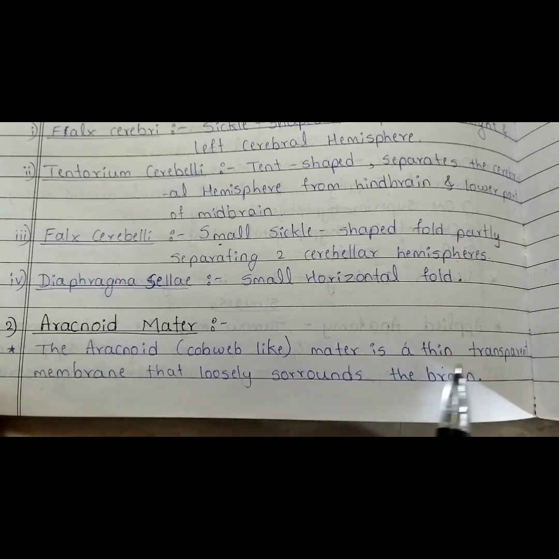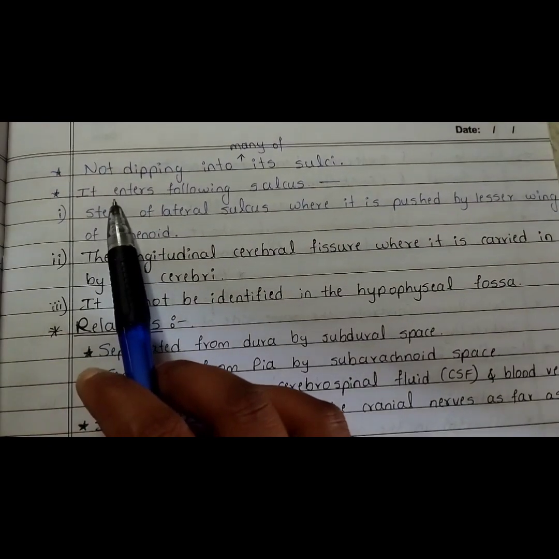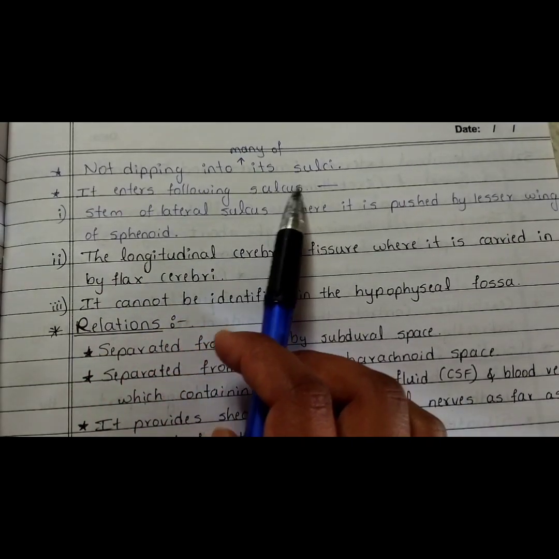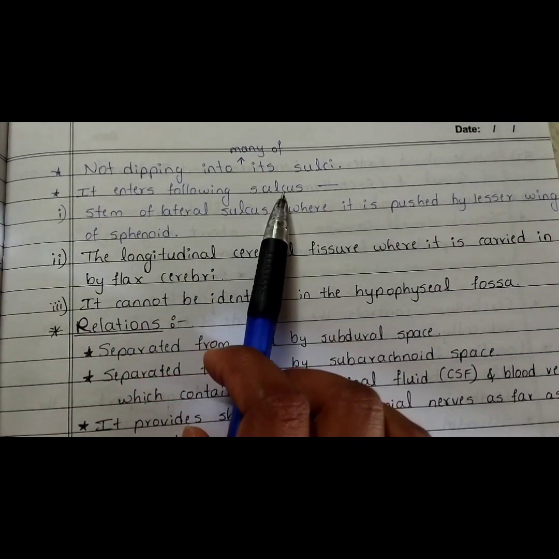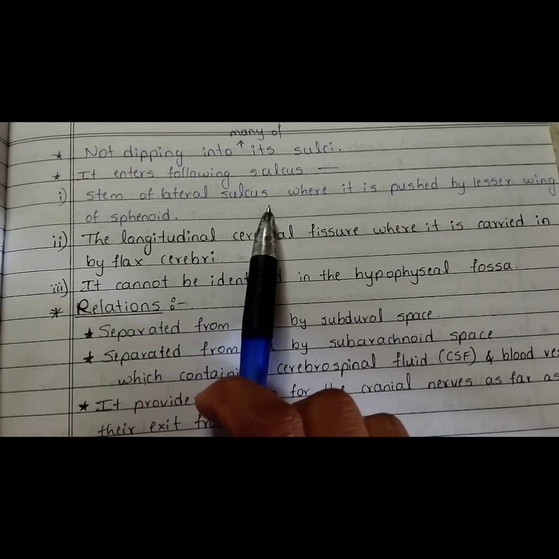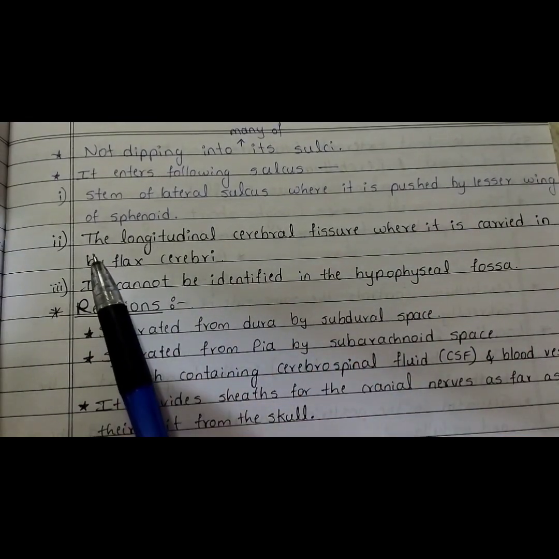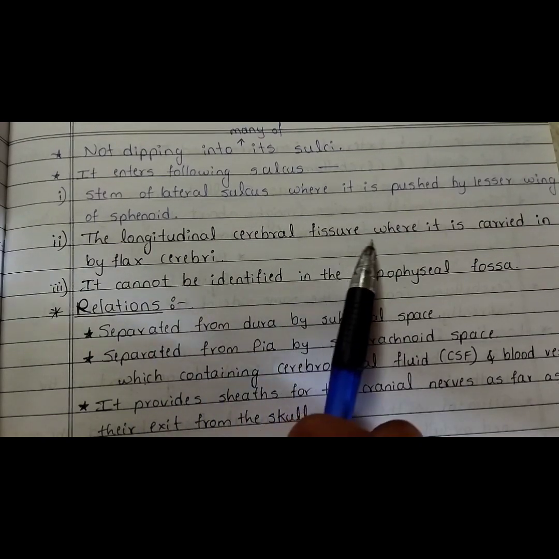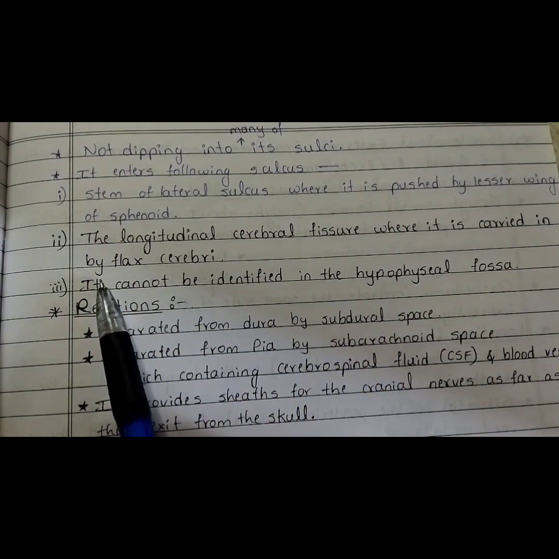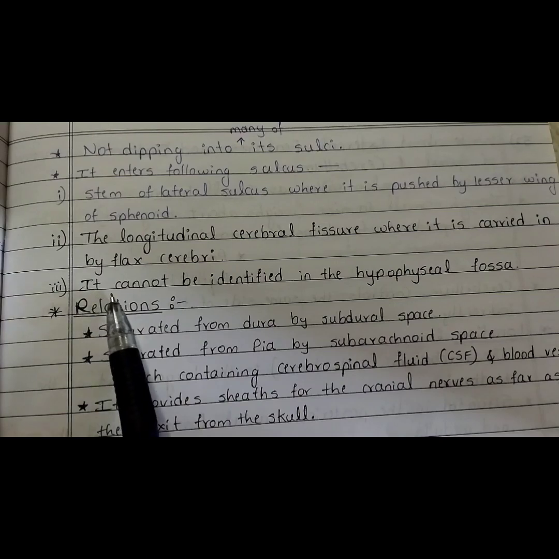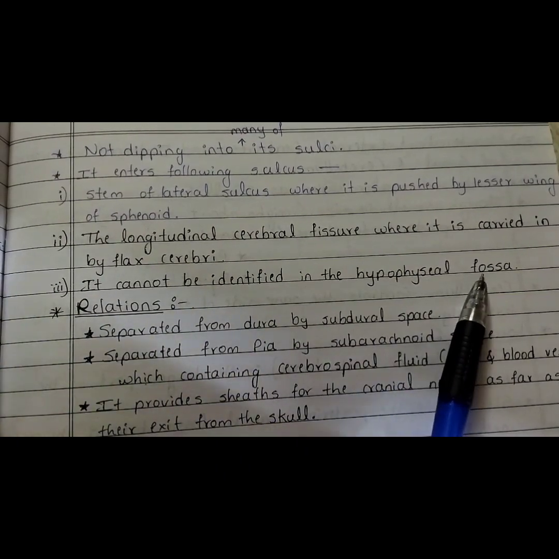Arachnoid mater is a thin transparent membrane that loosely surrounds the brain. This arachnoid mater does not dip into many of its sulci and it enters the following sulci. First, the stem of the lateral sulcus, where it is pushed in by the lesser wing of the sphenoid. Second, the longitudinal cerebral fissure, where it is carried in by the falx cerebri. Third, the hypophyseal fossa.